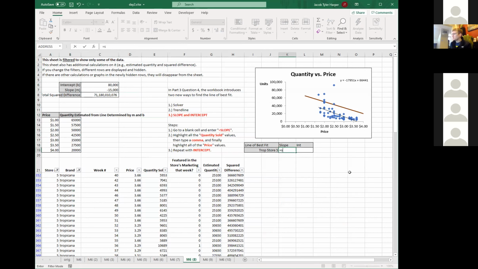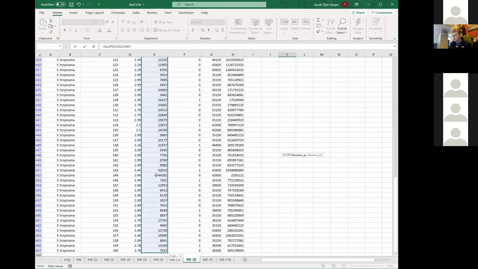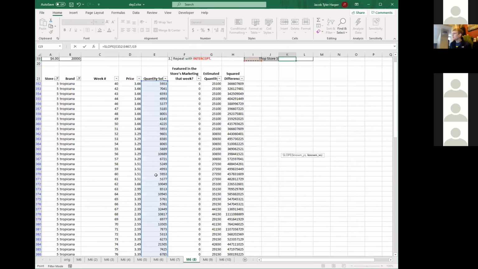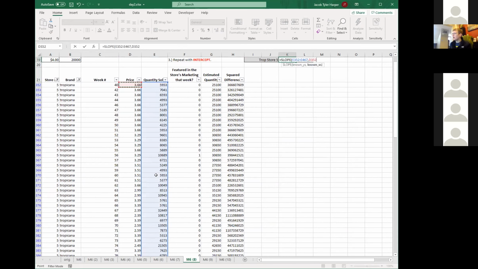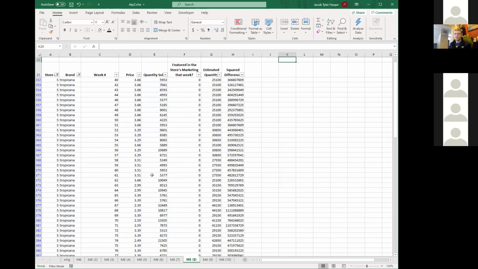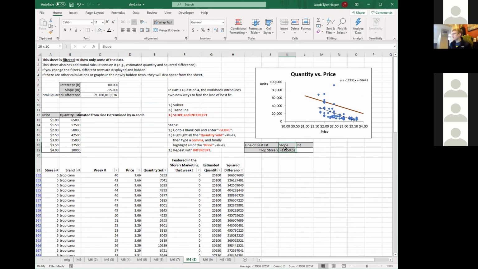You type equals SLOPE somewhere, and then it asks you for y's and x's. These quantity solds are our y's. These prices are our x's. And there we go. Check it out. This guy found the exact same thing that our trend line did. You can do the same trick with the INTERCEPT function.